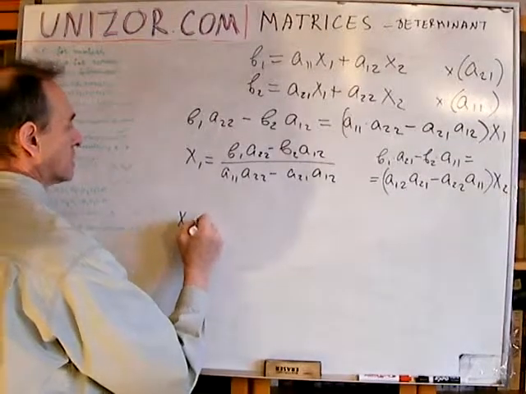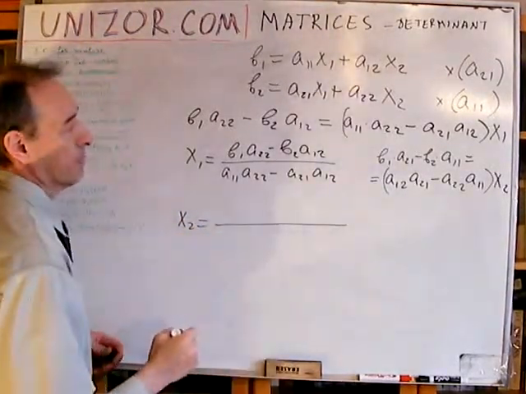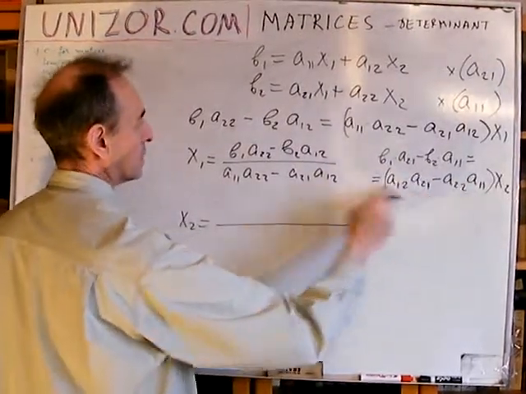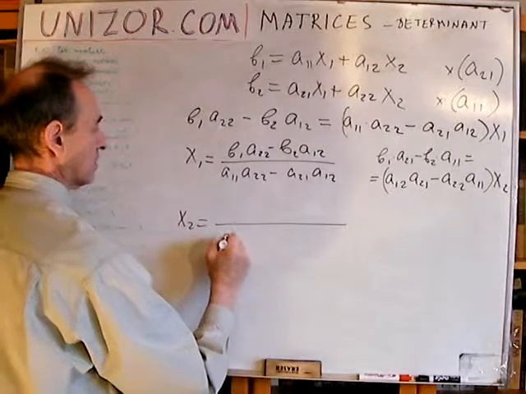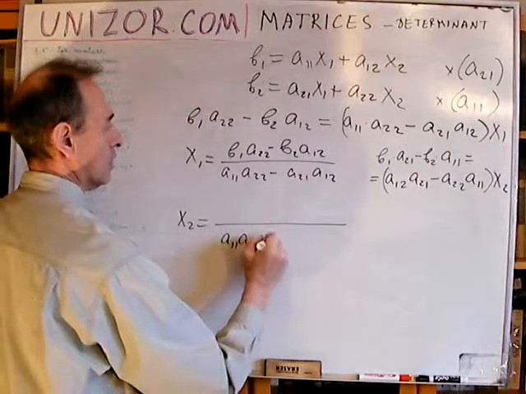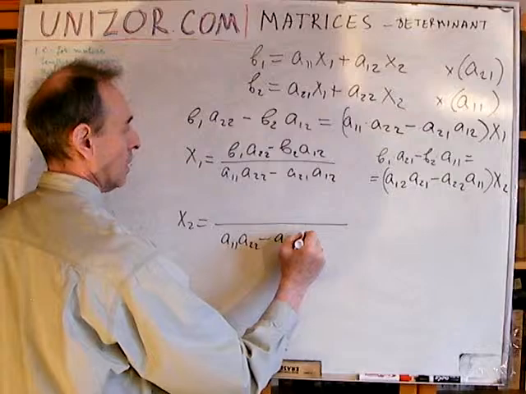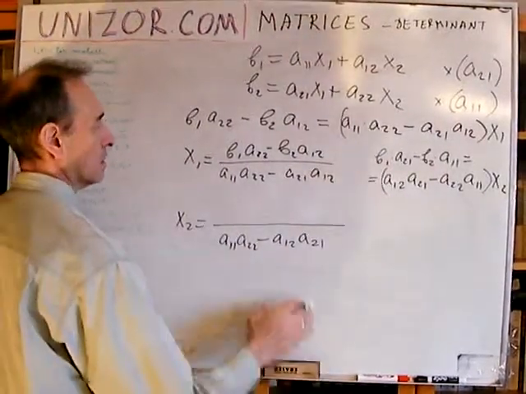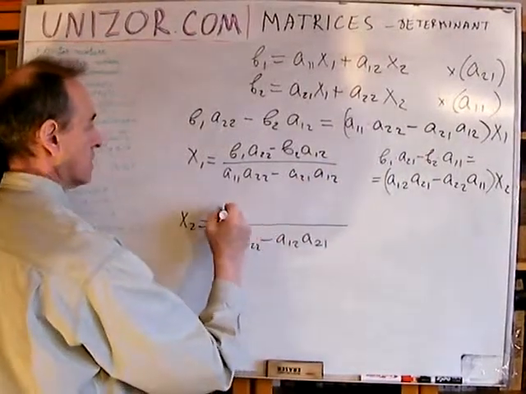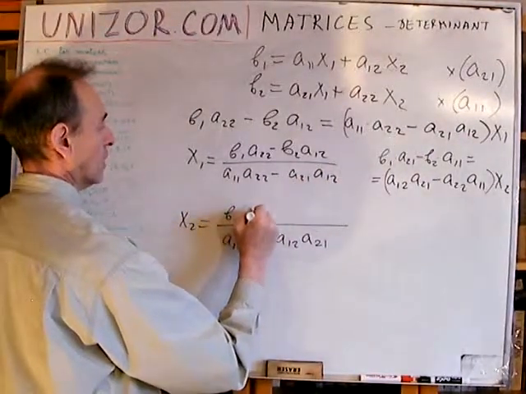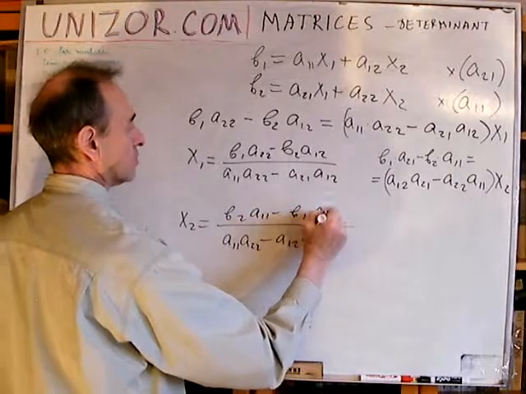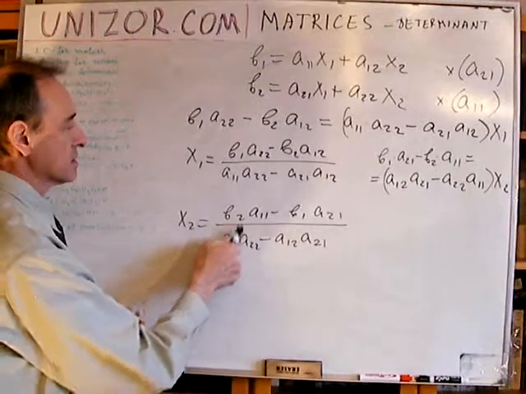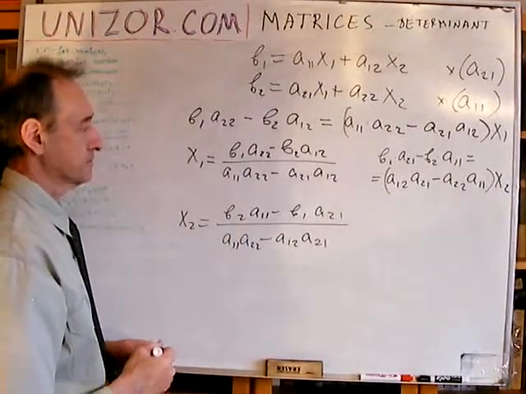So x2 is equal to this divided by this, but I would like to change the sign so my denominator would be exactly the same as this one. So it would be a11 a22 minus a12 a21. And in the numerator, I will also change the sign, so it would be b2 a11 minus b1 a21. Okay, now in both cases, as you see, the denominator is exactly the same.